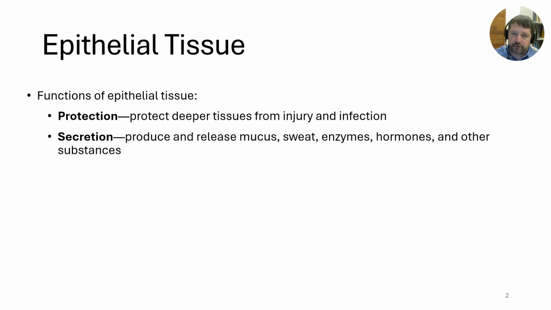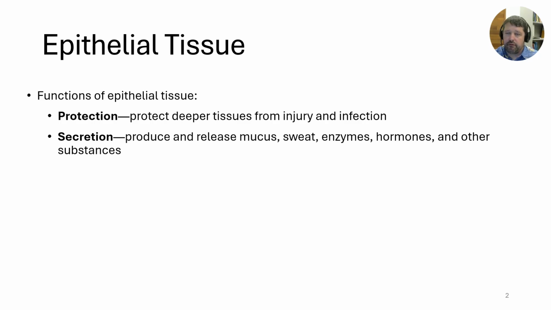Okay, so let's look at the functions. One of the biggest functions of epithelial tissue is protection. Okay, so it protects the deep tissues from injury, infection. So this is your outer skin. It's protecting it from UV radiation, from abrasions, from parasites, from bacterial infections, all kinds of things, including injuries, of course.